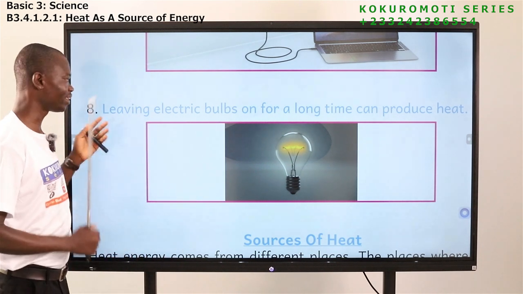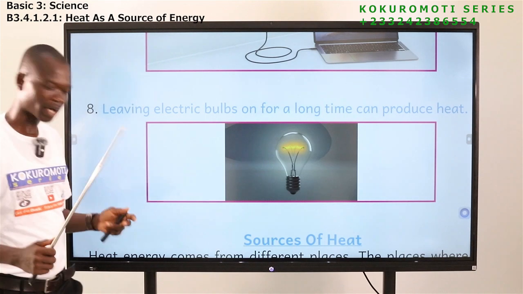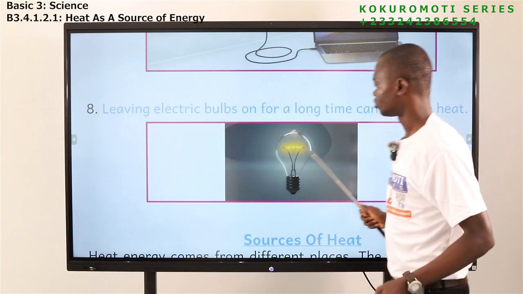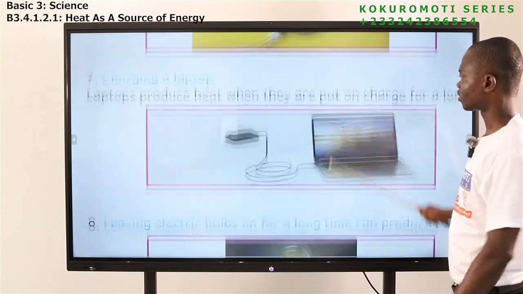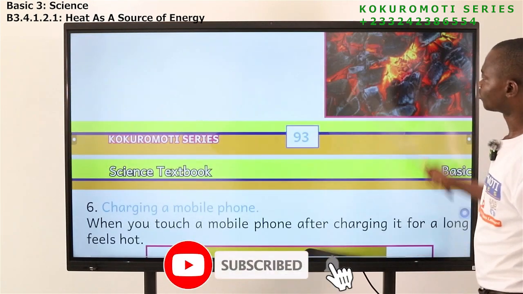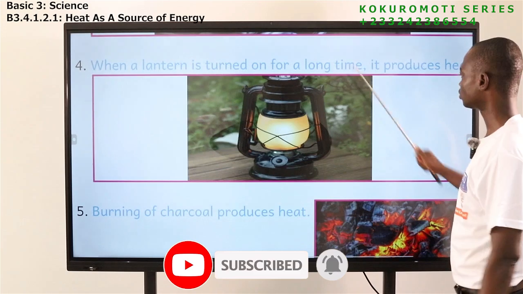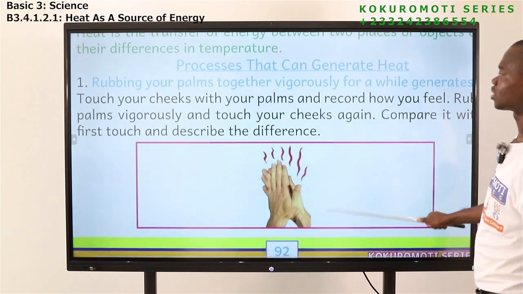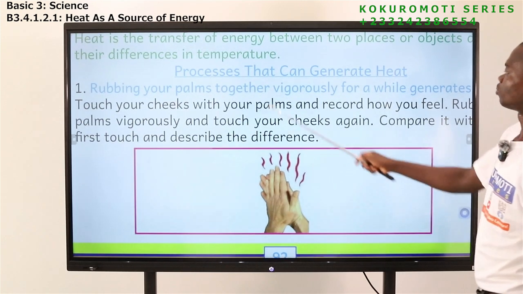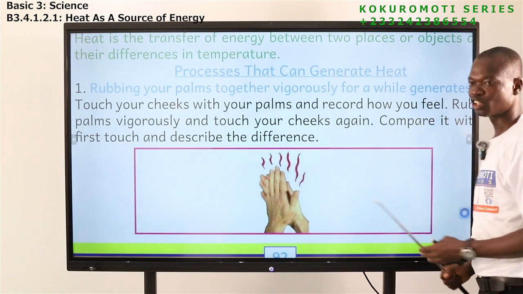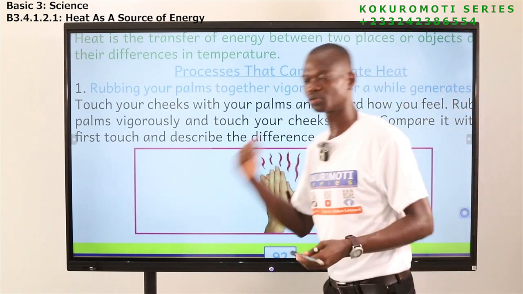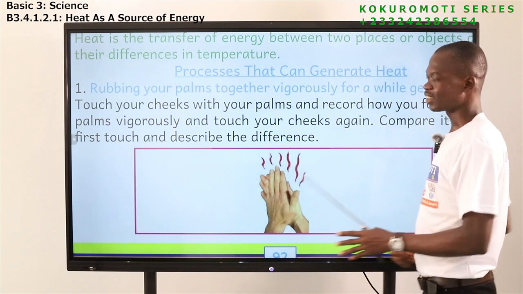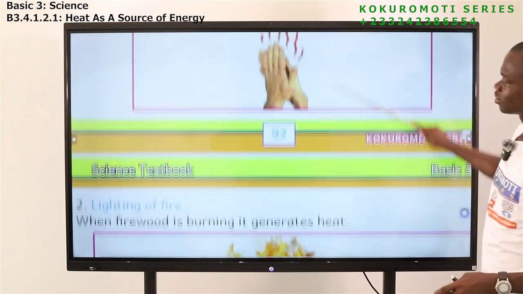So we have looked at 8 things, 8 ways by which heat can be generated. We've seen electric bulb, laptop, mobile phone, charcoal, lantern, stove, firewood, and our palms. So these are processes by which we can generate heat. If you are asked to give processes by which heat can be generated, I expect you to give 8 of them.